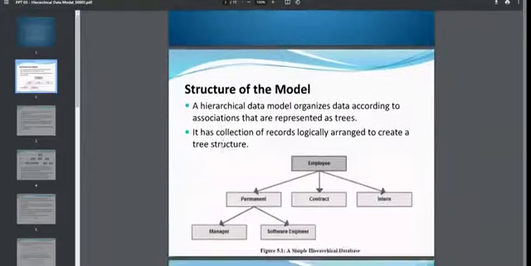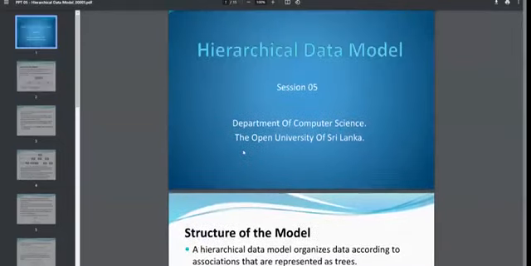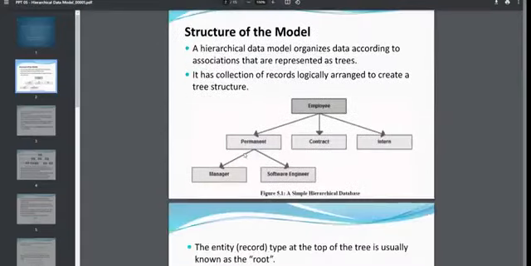Okay, then we can focus on these kind of implementation models. You know that it is focusing on how data this model is implementing. It is focusing on.